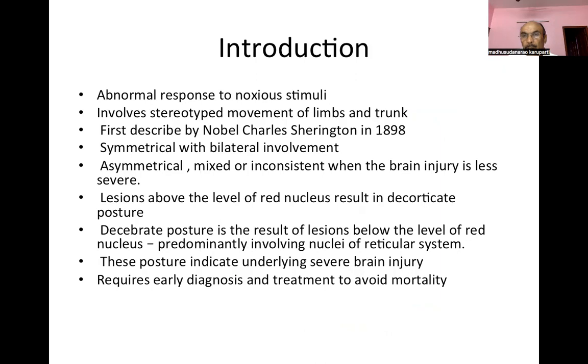These are abnormal responses to noxious stimuli, characterized by stereotyped movements of the limbs and the trunk, as I told you earlier. They were first described by Nobel laureate Charles Sherrington in 1898. They are bilateral and symmetrical. Sometimes they could be unilateral or asymmetrical, especially when the lesion is of less severity. That means when the brain injury is of less severity, these movements could be unilateral or sometimes asymmetrical, or sometimes they could be inconsistent.